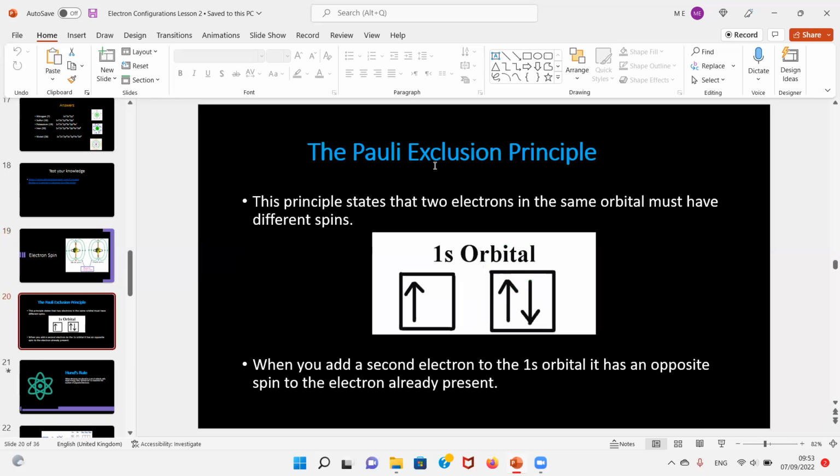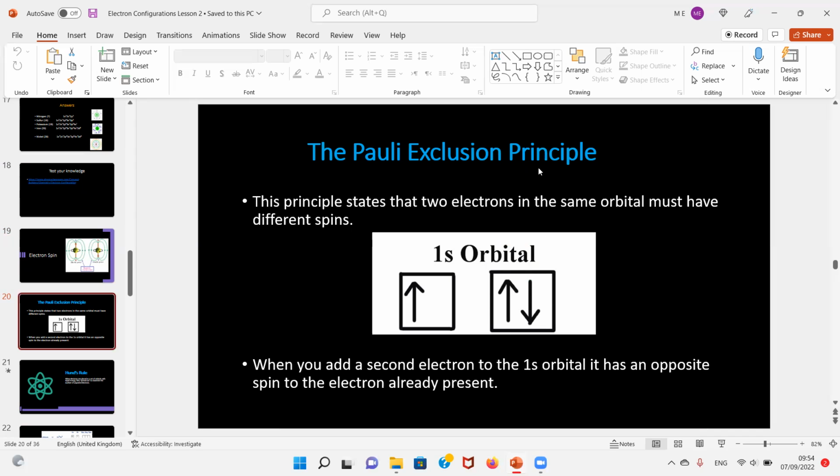So the Pauli exclusion principle is the second principle that we have to take into consideration while we are filling in the electrons. It says that two electrons in the same orbital must have different spins. We said the orbital is the box, so in the case of the p subshell, we have three boxes. Each of these boxes represents an orbital.